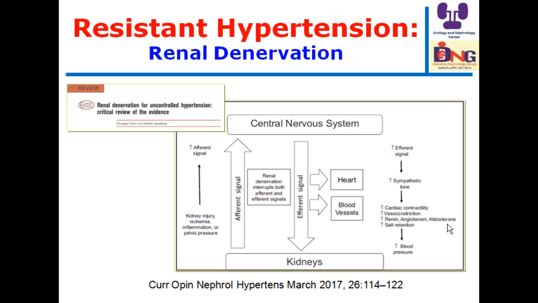kidney injury, ischemia, inflammation, or pelvic pressure activates afferent renal sympathetic signals and stimulates the central nervous system. So afferent signals stimulate the central nervous system with efferent signals, increasing central sympathetic outflow, which in turn raises blood pressure by increasing cardiac contractility, vasoconstriction, renin-angiotensin-aldosterone system activity, and salt retention. Renal denervation interrupts all these, interrupting both afferent and efferent renal sympathetic signals.